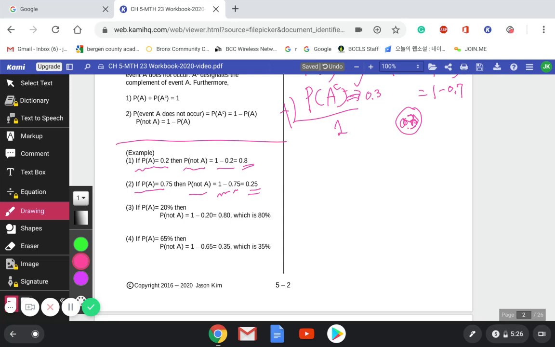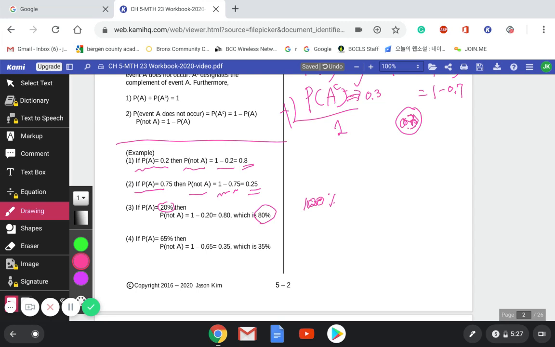Sometimes we express the probability as a percent. So let's say the probability it will happen is 20%, then the probability it will not happen is 80%, because the total is always 100%.